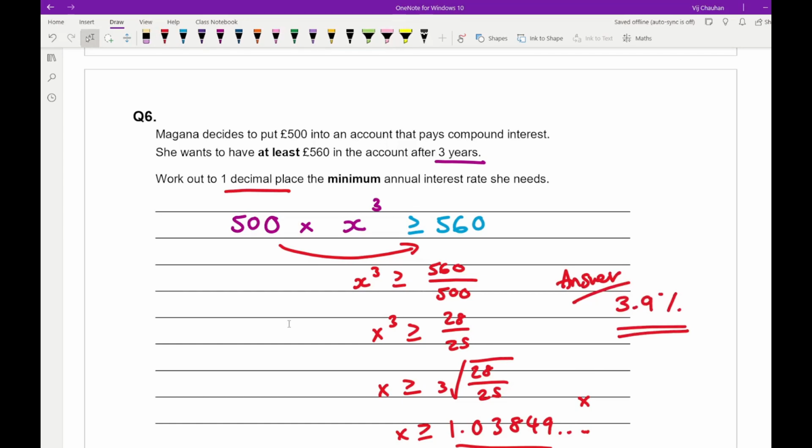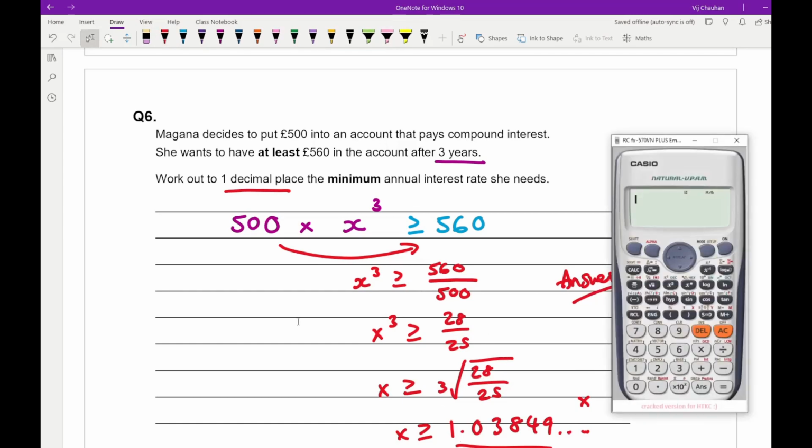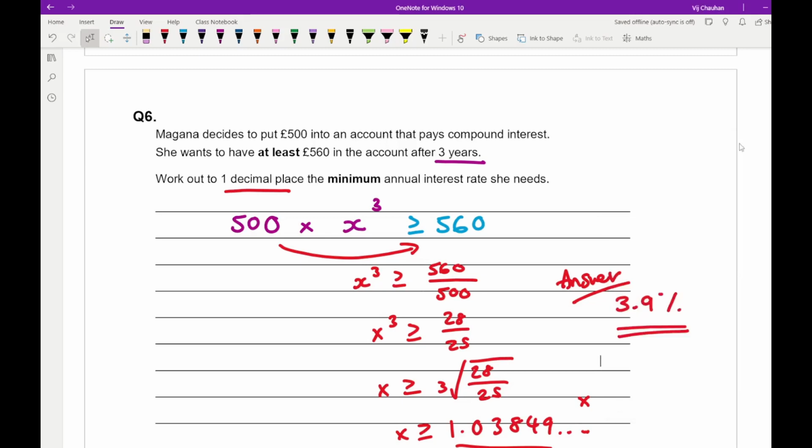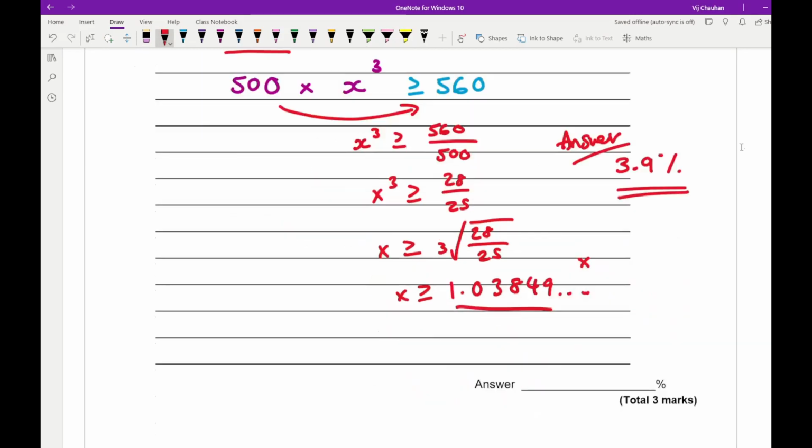So if I load up my calculator now, here I've got 500 multiplied by 1.038 to the power of 3. And we'll see if this is at least 560. Now you can see it's just shy, by about 81 pence. So therefore it must be 1.039. So if I just do 500 multiplied by 1.039 to the power of 3, you can see that it just manages to creep over that 560 mark. So there we go. That's why the answer then is 3.9%.